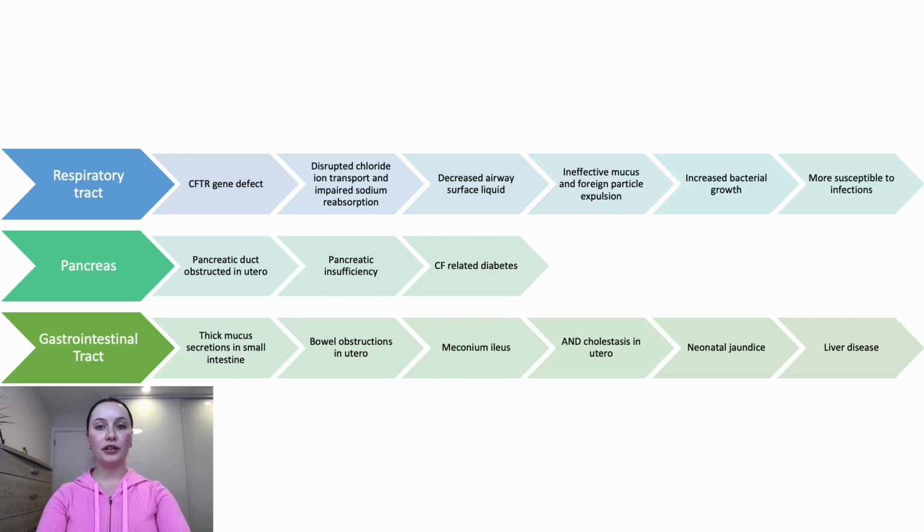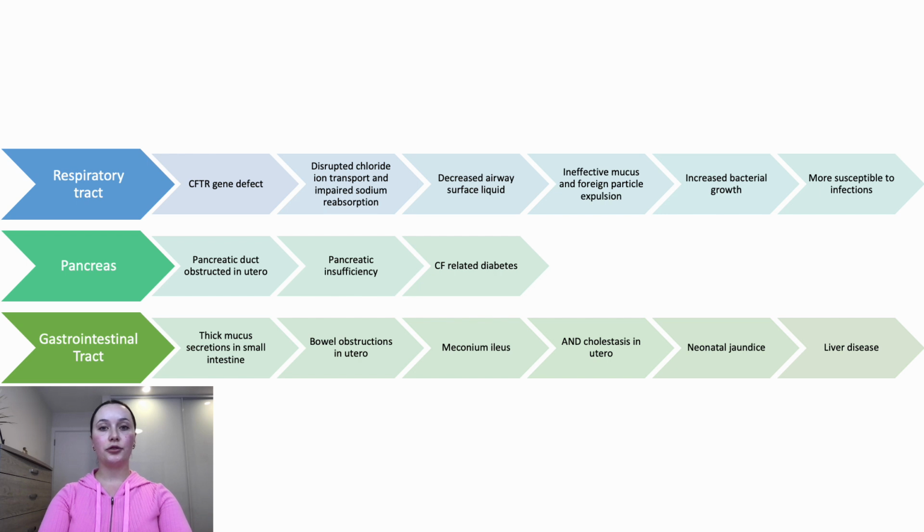In cystic fibrosis, the pancreatic duct is often obstructed in utero, leading to permanent damage to exocrine pancreas and resulting in pancreatic insufficiency. Over time, the endocrine pancreas can also be affected, with approximately 28% of the patients over the age of 10 eventually needing treatment for cystic fibrosis-related diabetes.